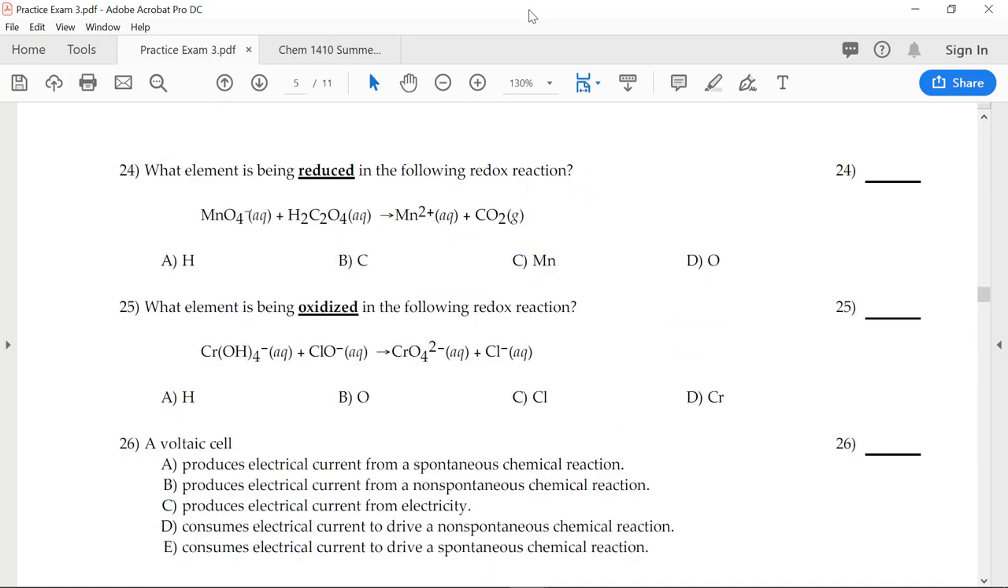Now let's do question number 24. Number 24 belongs to chapter 18, electrochemistry. So what is reduction? Basically, when you do the review, you've got to know what is reduction.